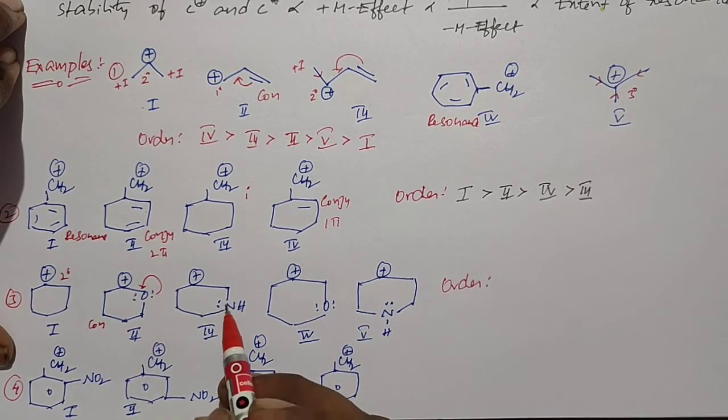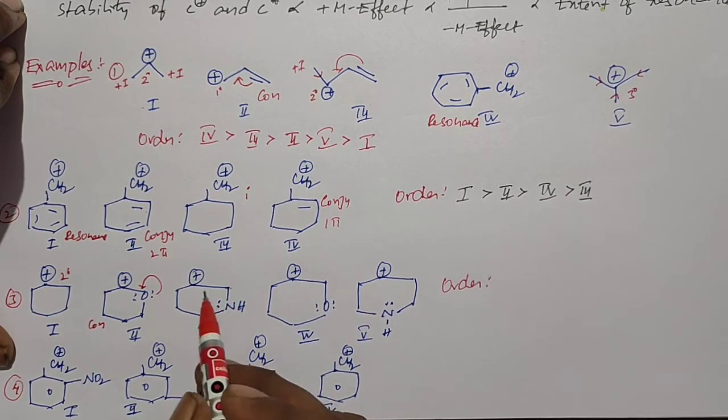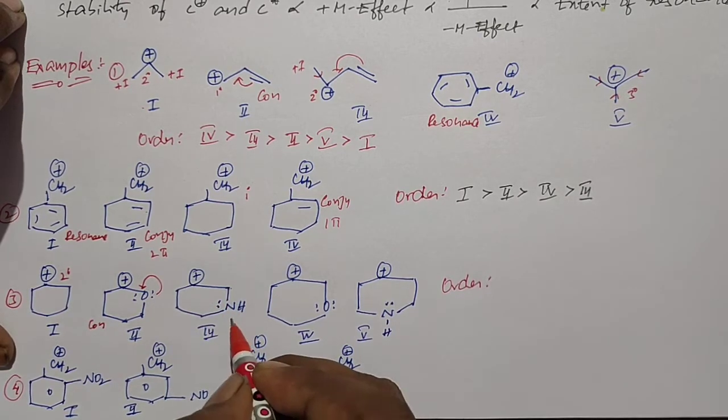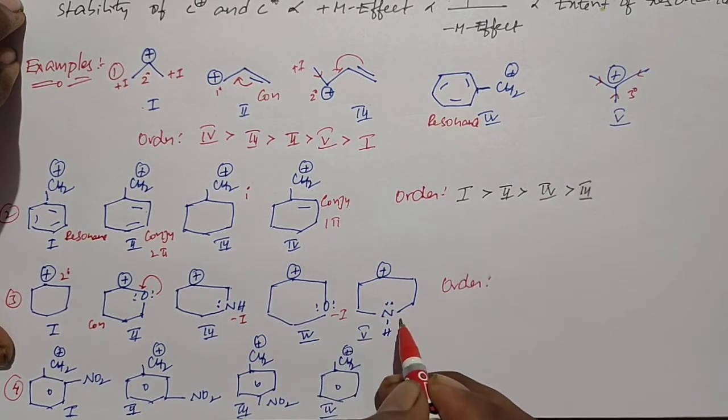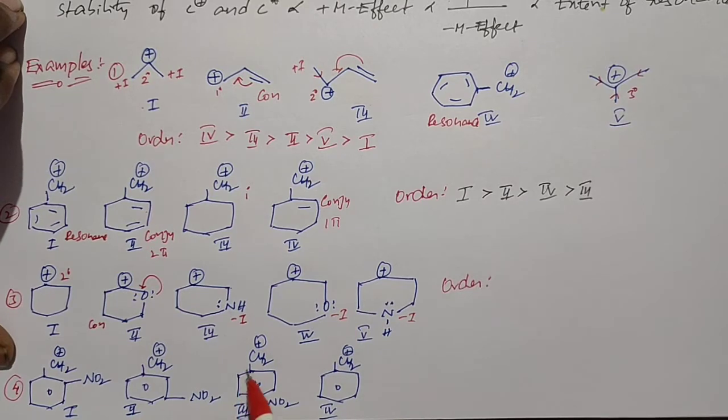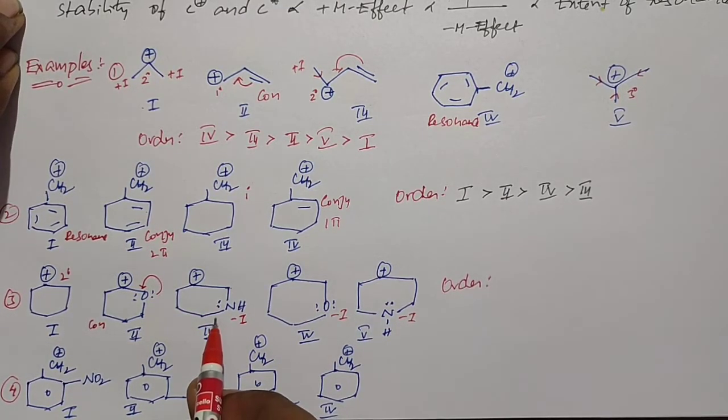After, when you see the third structure, in the third structure we have one carbon between nitrogen and the positive charge. Here NH is acting as an electronegative atom, a minus I group. Here also oxygen is a minus I group. Here also nitrogen is acting as a minus I group. The minus I group decreases the stability of the carbocation, or destabilizes the carbocation.